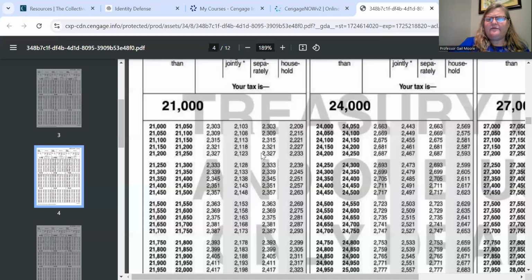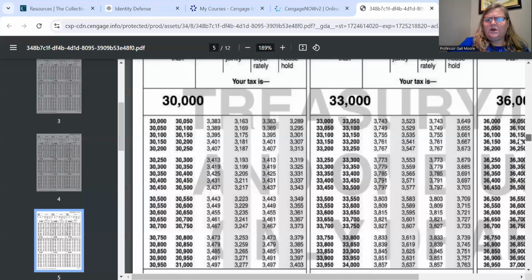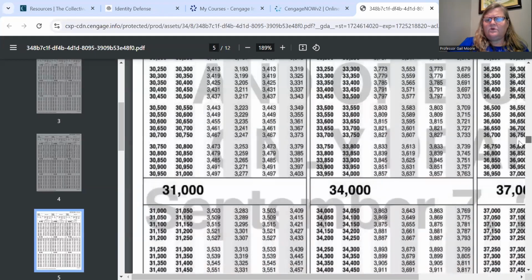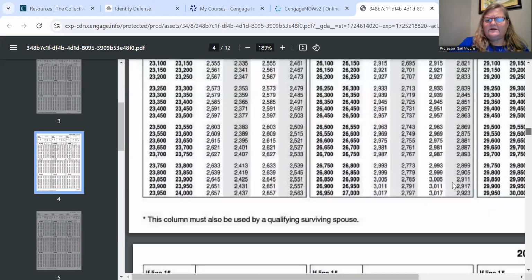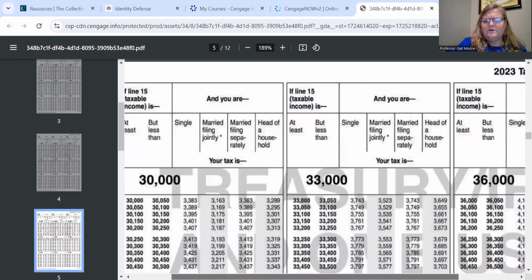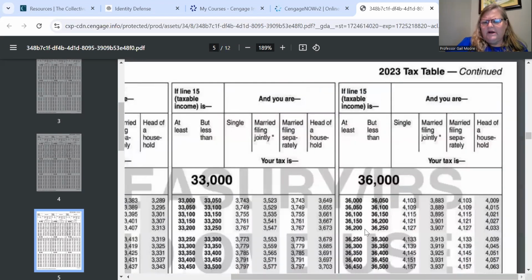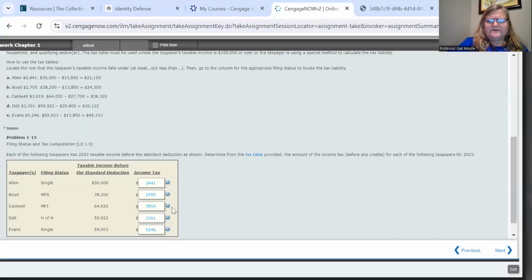So I'll go over here and see if I can find that. We've got to go down a little bit. 34, 35, 36. Right here. Okay. So you're going to fall right here, 36,320. And remember now, we're not looking at single, we're married filing joint. So that's going to get right here, 3919, which I'm hoping is the answer. Yes, 3919 right there. All right.